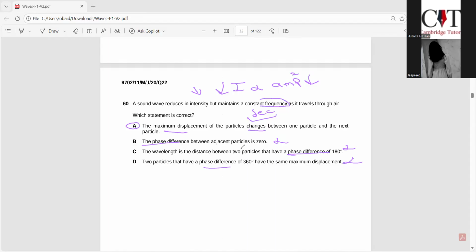So that's why I'm saying that we can only predict the amplitude from intensity. We can't predict phase difference from it. Is it clear now? Okay.